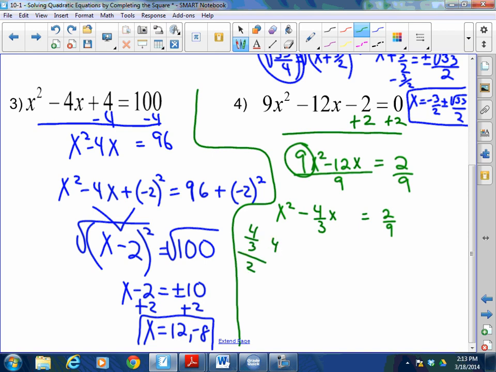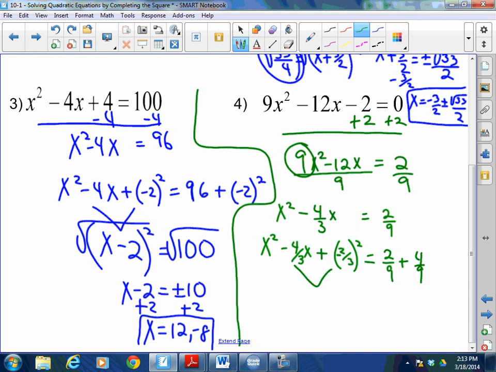b over 2, remember, stay, change, flip, right? So that's going to be 2 thirds. 2 thirds squared, very good. So x squared minus 4 thirds x plus a negative 2 thirds squared. Good luck factoring that, guys, if you do it the long way. So I got my 2 ninths plus negative 2 thirds squared, 2 over 3 squared rather, is 4 ninths. What does this factor out to be?